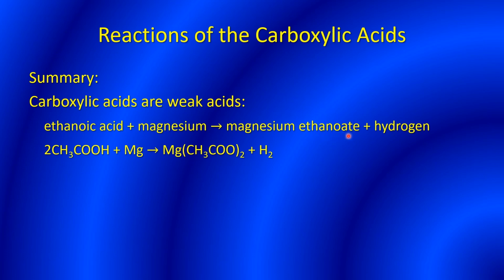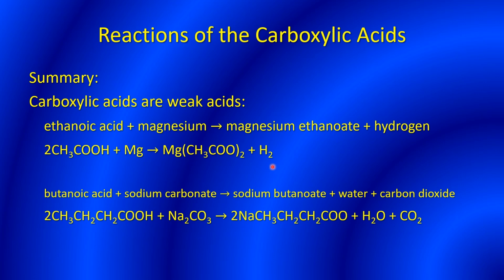The name of the salt from ethanoic acid is ethanoate. So when you name the salts of carboxylic acids, instead of the name ending in oic acid, the name ends with oate. And we've got the chemical equation for that reaction there. The other reaction we saw was with sodium carbonate. This time I'm using as an example butanoic acid plus sodium carbonate, making the salt sodium butanoate plus water plus carbon dioxide.